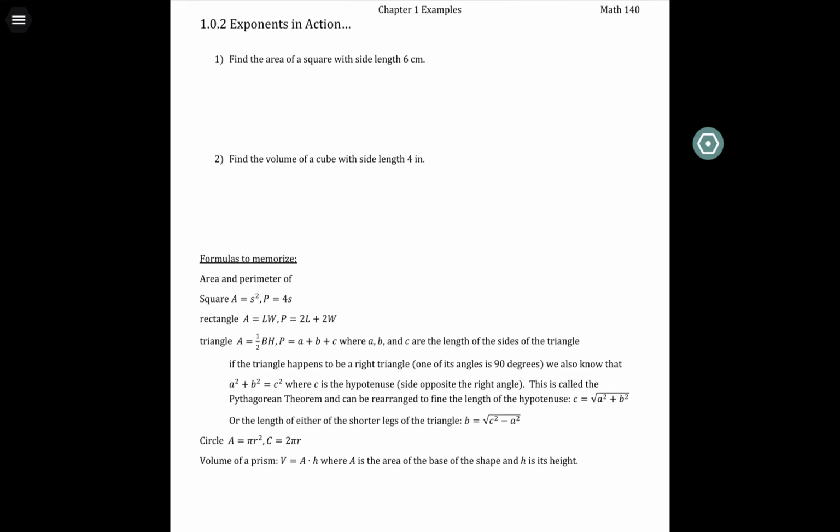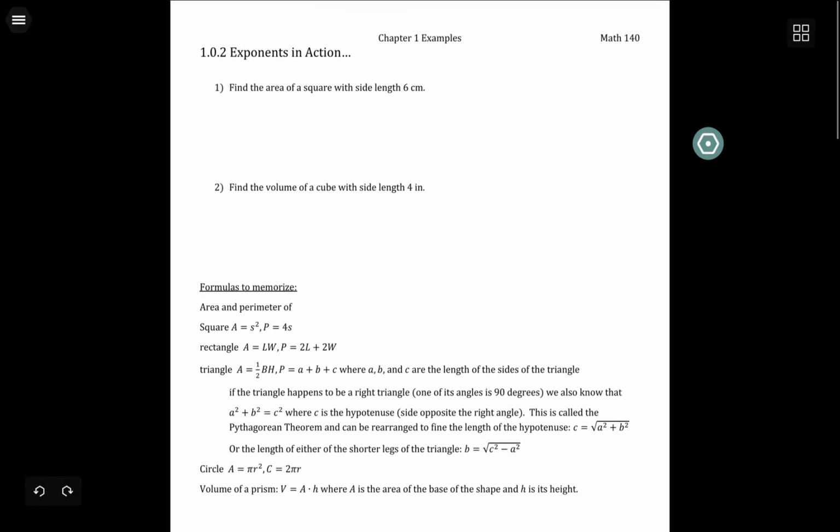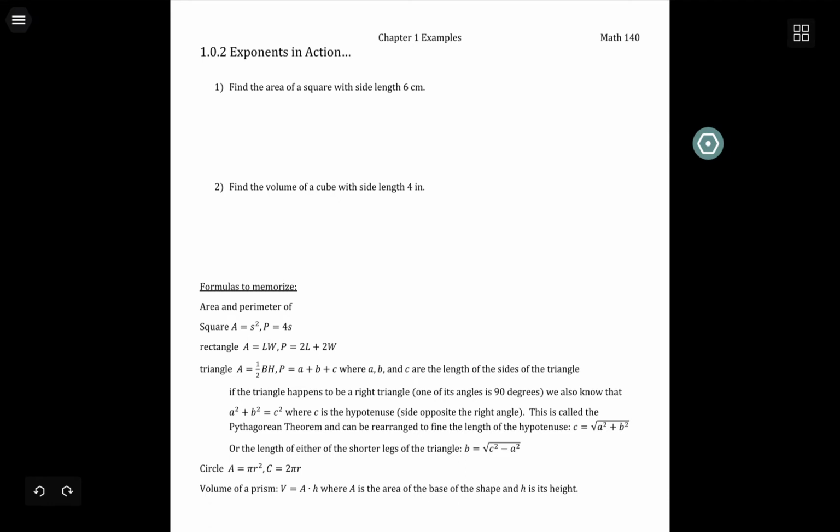The first question asks us to find the area of a square with side length 6 meters. So again, this is where I will just be assuming that you know the formula for the area of a square. Let's see if my pen will write. Why aren't you writing? Hold on. Technical difficulties already. There we go.